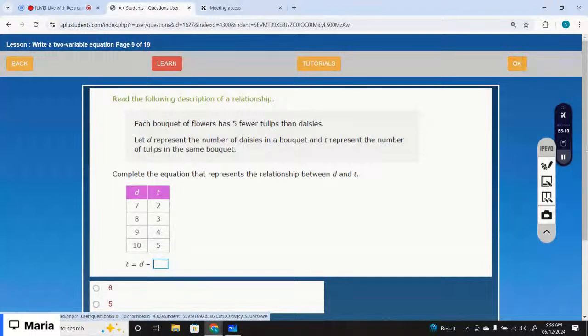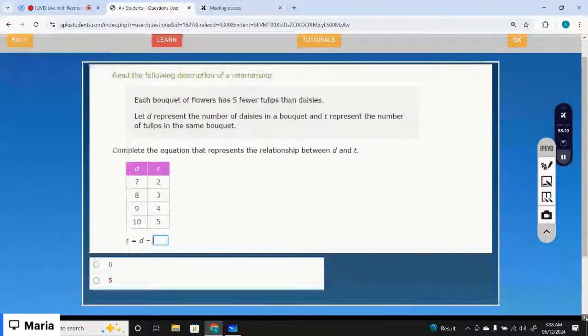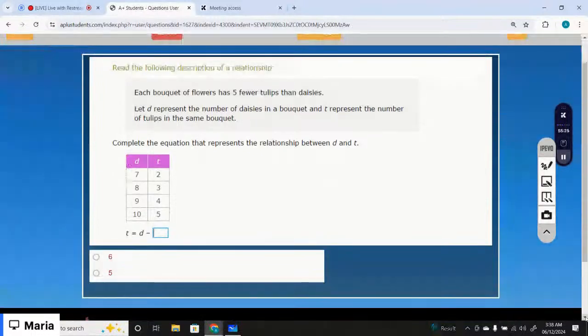Complete the equation that represents the relationship between D and T, which is the correct option. That is D minus 5. Option number 2 is the correct option.